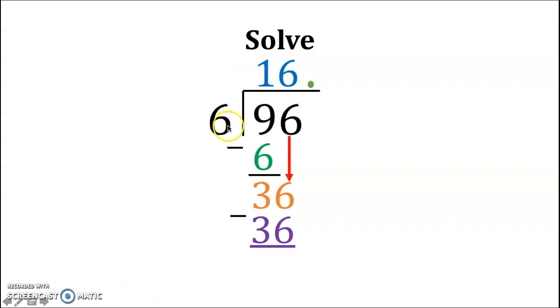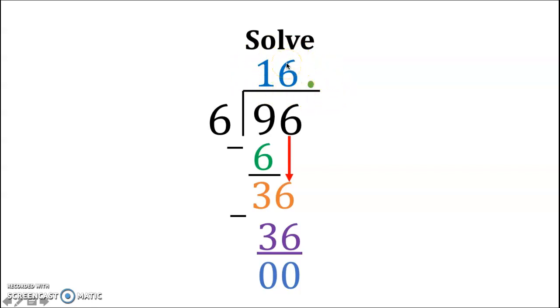Then we need to multiply. 6 times 6 is 36. Second step is subtract. 36 minus 36 is 0. We know we've completely zeroed out. We know that our quotient is what it needs to be.